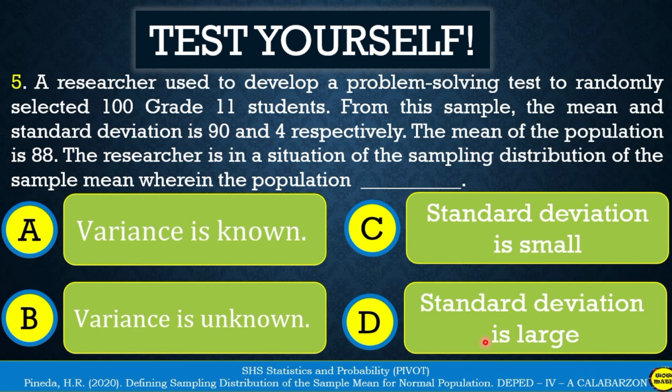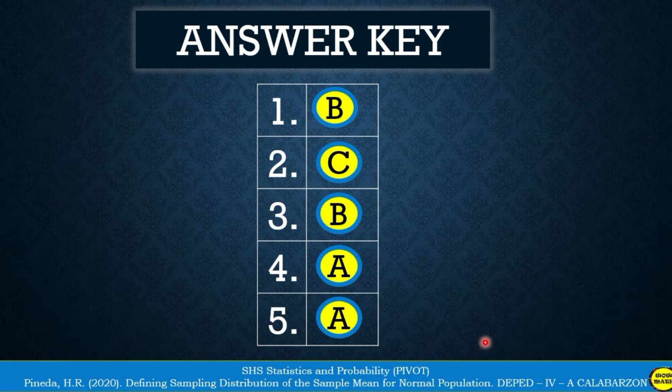Okay, so before you play, pwedeng i-post mo na yung video kasi yung next ko ipapakita is yung sagot na. Kung ready na kayo sa sagot, i-play nyo na. Okay? Alright, so ito na yung sagot natin. Number 1 is letter B, number 2 is letter C, number 3 is letter B, 4 and 5 is letter A. So if you get 5 out of 5, congratulations.